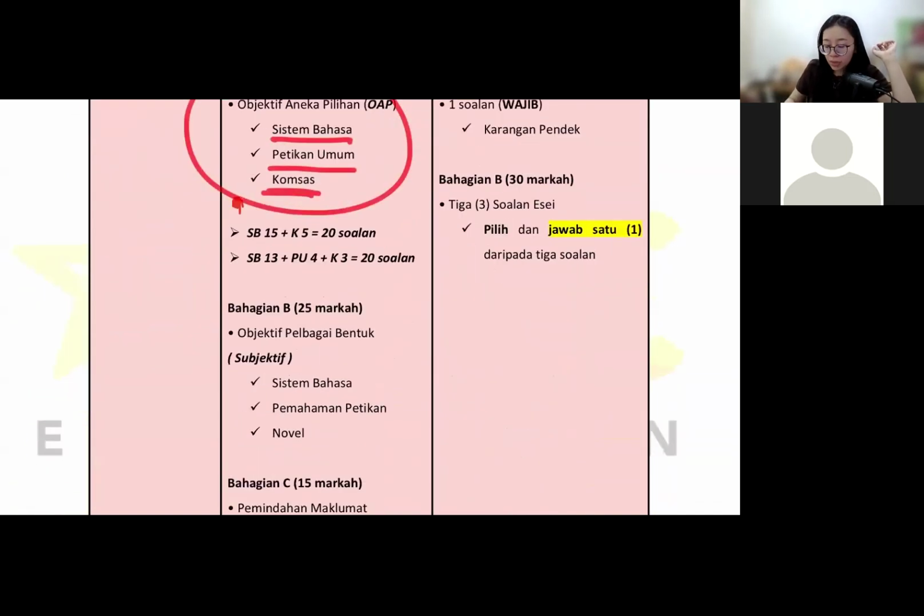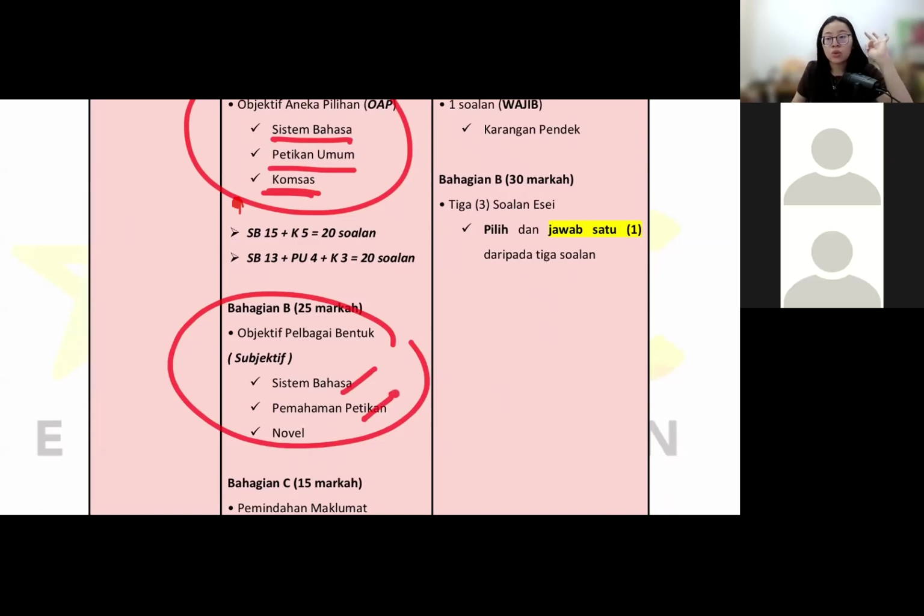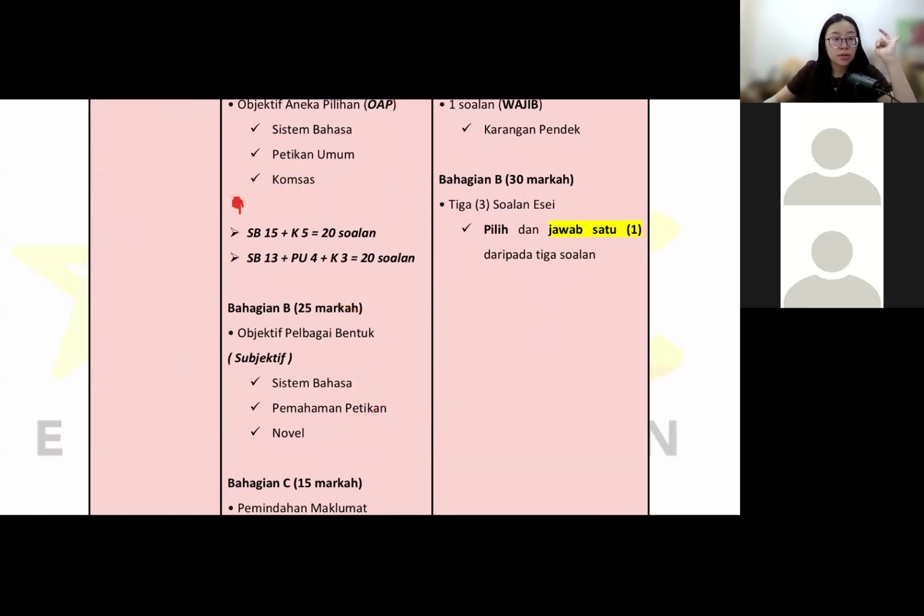For bagian B, same thing. They have sistem bahasa and pemahaman petikan as well, which is kesalahan ejaan and also kesalahan antara bahasa, and also your subject, predicate, and also pemahaman petikan, which is your pemahaman, and then you have to write like maksud, nilai, pengajaran, all this, and also your novel.